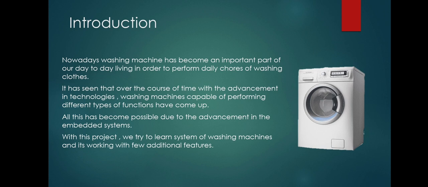Nowadays, we have seen that the washing machine has become an important part of our day-to-day life in order to perform the daily course of washing clothes of different types. Also, it has been seen that over the course of time, with the advancement of technologies, the washing machine has become capable of performing different types of functions. All this has become possible due to the advancement in the field of embedded systems. So with this project we tried to learn about the working and various features of washing machines.